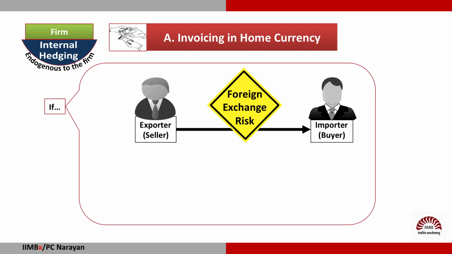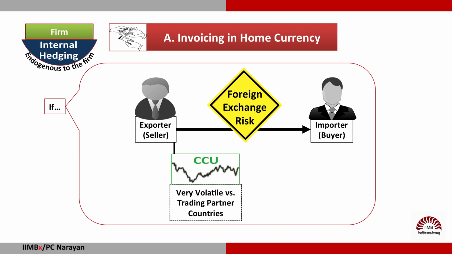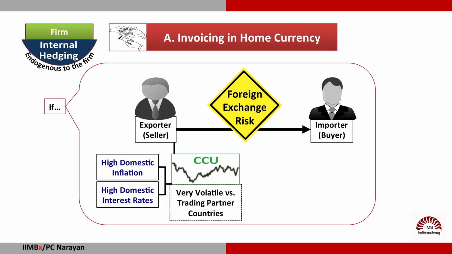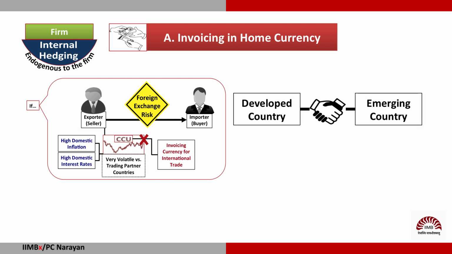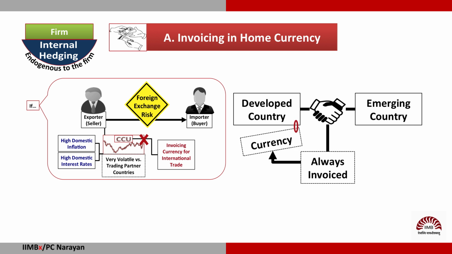One, if the domestic currency of the exporter, that is the seller, is very volatile vis-a-vis its trading partner countries, this could be due to factors such as high domestic inflation in the exporter's country and therefore interest rates in that country being very high. As a result, the country's currency is unlikely to be accepted as the invoicing currency for international trade. Two, for the same reason, trade between developed countries and emerging countries is almost always invoiced in the developed country's currency. As a net result, emerging countries always end up bearing most of the transaction exposure and the consequent foreign exchange risk in international trade.